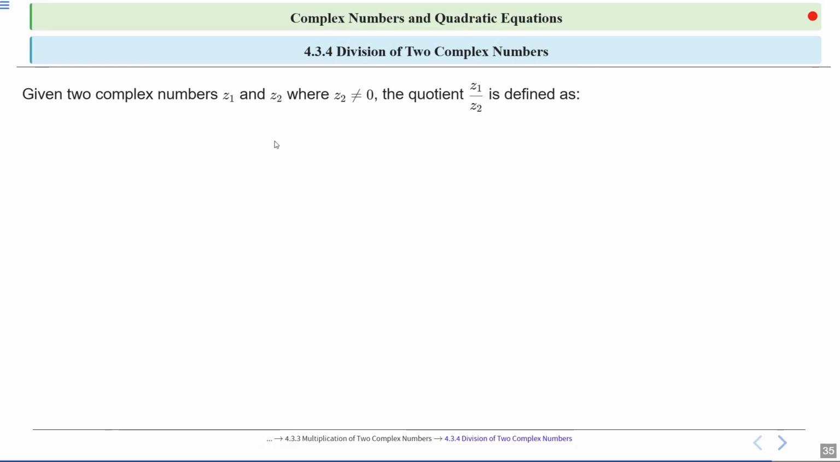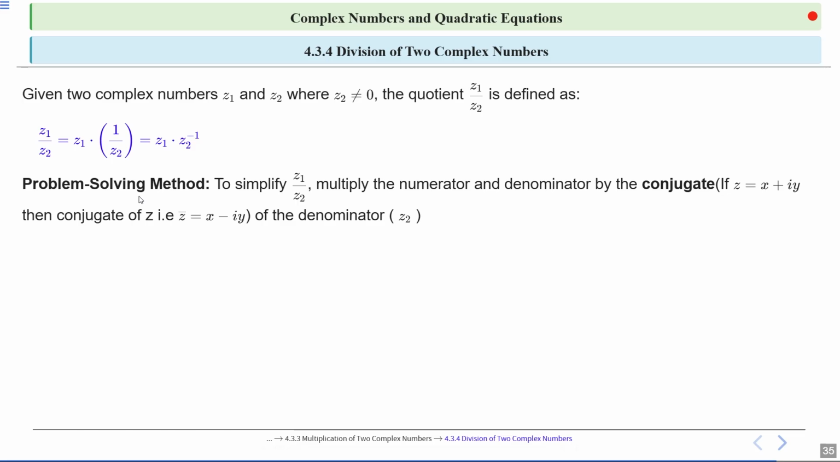Now we will discuss division of two complex numbers. Given two complex numbers z1 and z2, where z2 is non-zero, the quotient z1 by z2 is defined as z1 divided by z2 equals z1 times 1 by z2 equals z1 times z2 inverse. Now the problem solving method. To simplify z1 by z2, we use a special method. We multiply both the numerator and denominator by the conjugate of the denominator. So if z equals x plus iota times y, then the conjugate of z is z bar equals x minus iota times y.